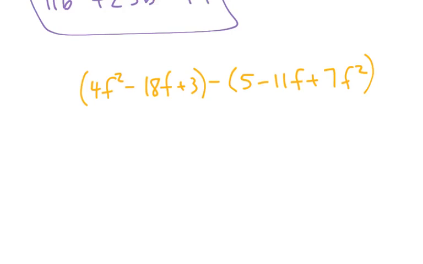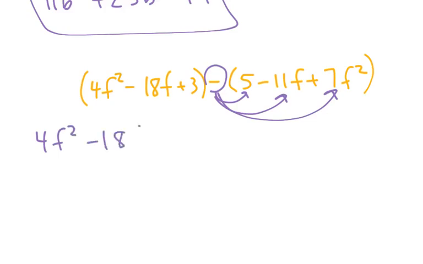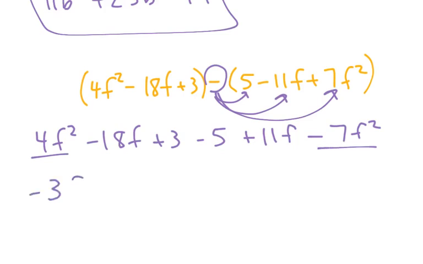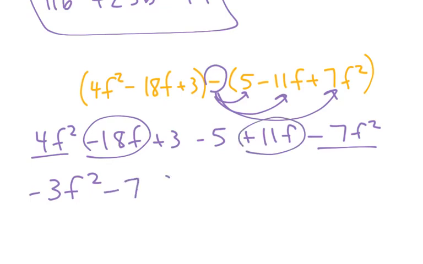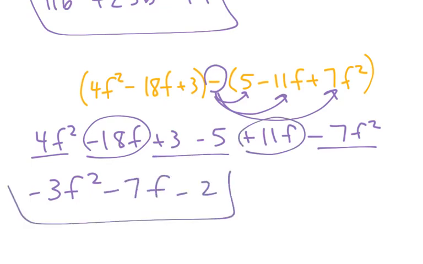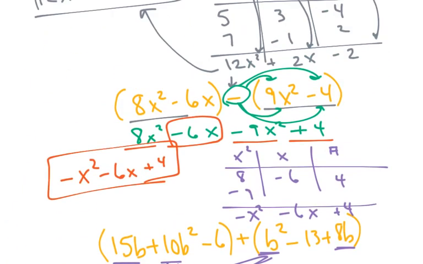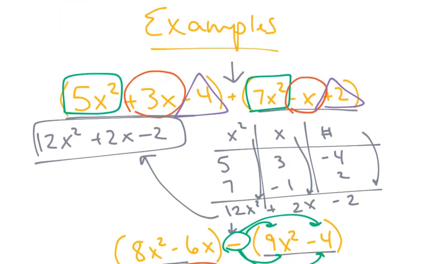And for the last one, I'm going to take this negative and distribute it. You've got to watch out for those minus negatives because they can get tricky if you don't pay attention. So minus 5 plus 11f because it was originally negative, and minus 7f squared. So when I combine my f squareds, I get negative 3f squared. I've got 2 f's, that's a negative 7f, and minus 2. So there's my final. As always, I would recheck the steps here, try some of these examples, and if you have any questions, please come see me. Thanks.